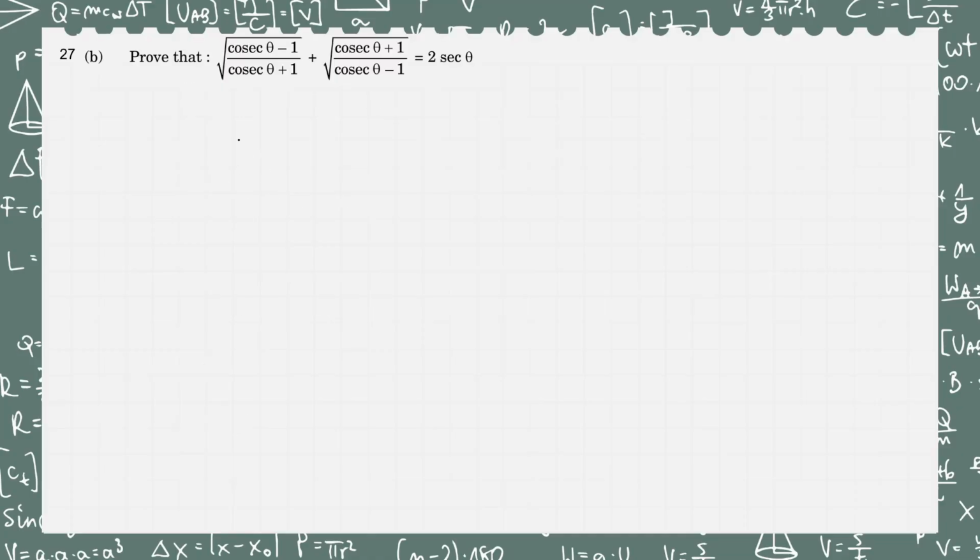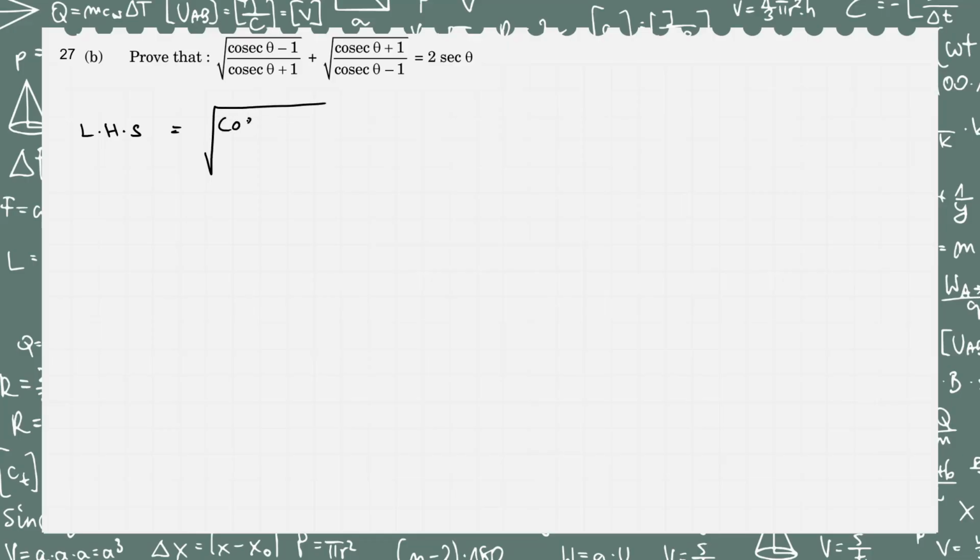The next choice of the same sum is prove that root of cosecant theta minus 1 divided by cosecant theta plus 1 plus root of cosecant theta plus 1 by cosecant theta minus 1 equal to 2 secant theta. And as I always say, let us start from the most complicated side. So the LHS is the most complicated thing. So we have to start from the LHS only. So let us take the LHS and write it.